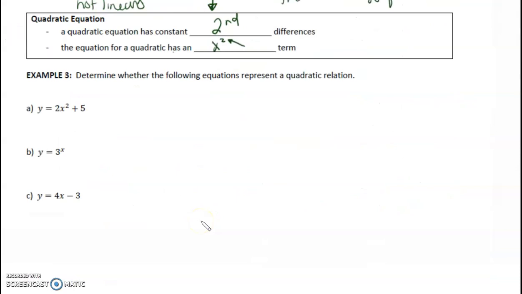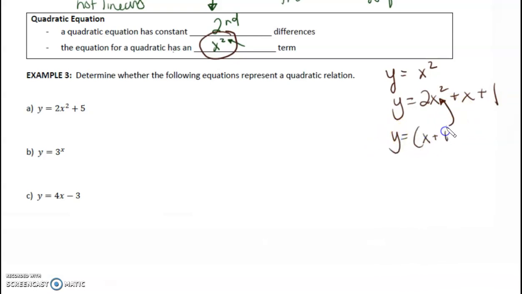So example 3, determine whether the following equations represent a quadratic relation. Well, what did we just say that a quadratic relation has in it? It's going to be in the form y equals x squared. This may look a little differently. It may be like 2x squared plus x plus 1, but it's still going to have that x squared in it. It may look like x plus 1, x minus 3. But if we expanded this, x times x, it's still going to have an x squared in it.